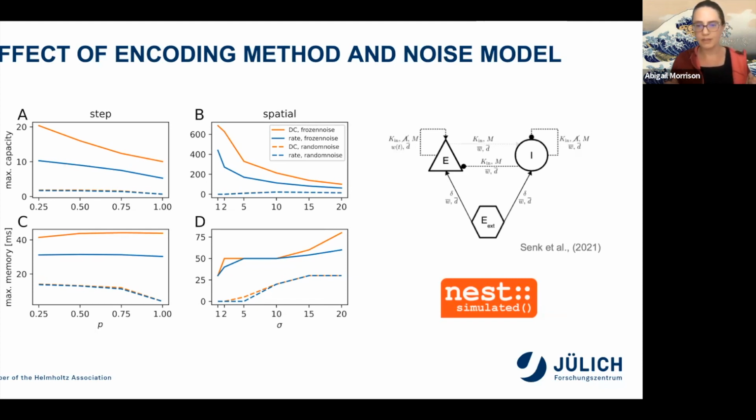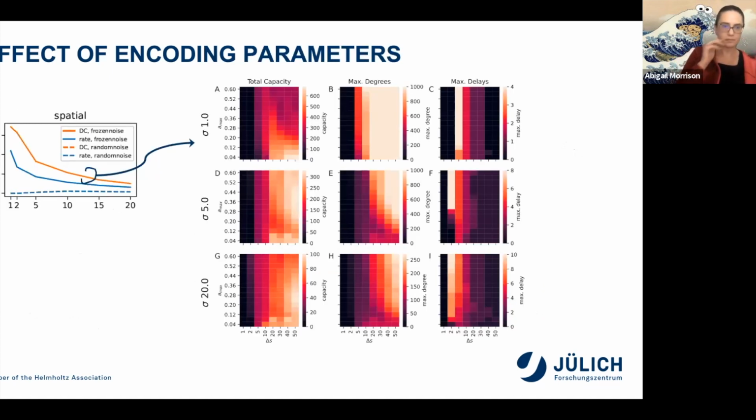These simulations and the ones that I'm going to show you next are all done in NEST. So, your ideal tool for all of your large-scale point neuron simulation needs. So now we've looked at the encoding method and the noise model. If we're just interested in performance for the time being, then the best one to take will be the spatial encoding with a direct current and a frozen noise model. And this is what we're going to look at in more detail.